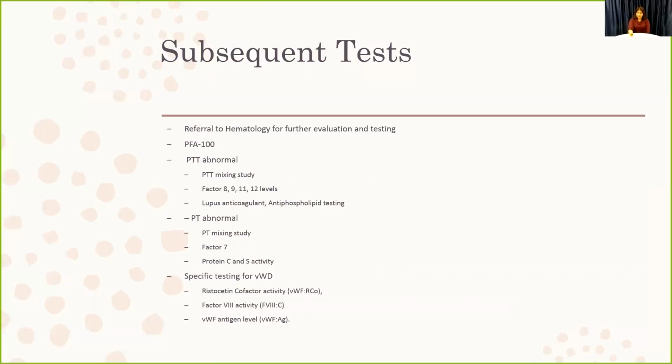And then other specific testing for von Willebrand's disease, if you're concerned about your adolescent patient with menorrhagia, or they have late presenting symptoms of bruising after they started soccer or football, you might get a ristocetin cofactor activity, as well as a factor 8 activity level, and then a von Willebrand's antigen level.